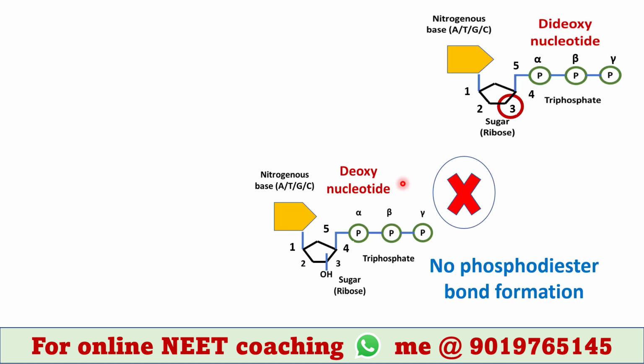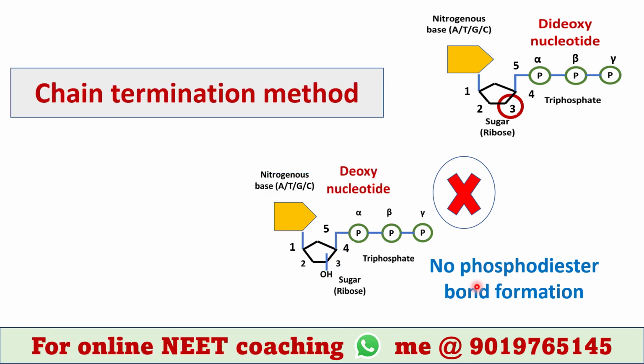When a ddNTP is added in the growing DNA strand, the DNA synthesis will be stopped. As DNA synthesis is terminated after addition of ddNTP, Sanger technique is also called chain termination method.